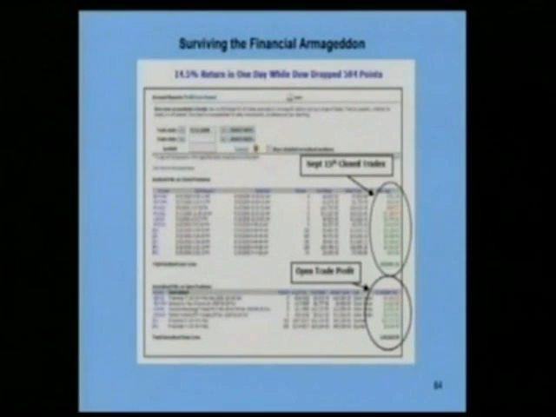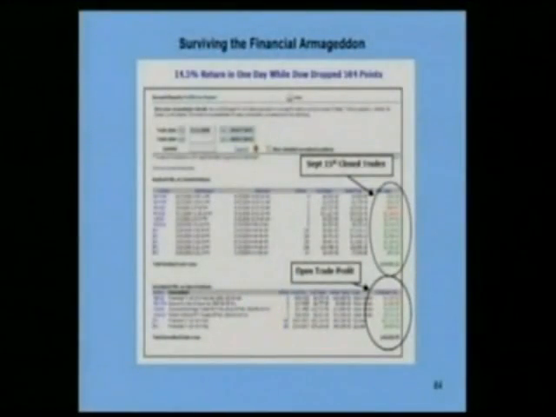So I had a 14% return that day when the Dow dropped 504 points. So that's an example of how the short trades allow you to increase your profit opportunities. Instead of losing money by just taking long trades, I actually made money that day.